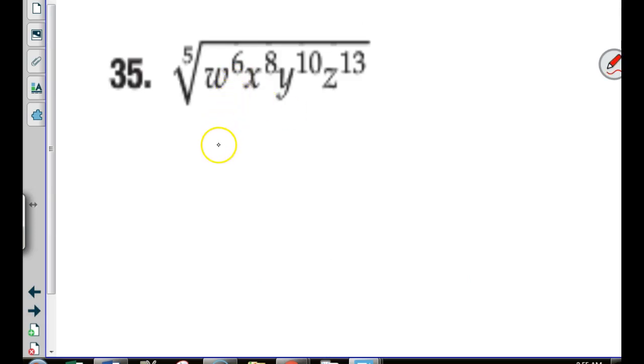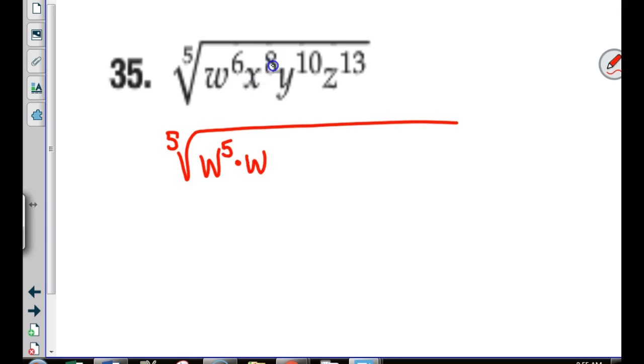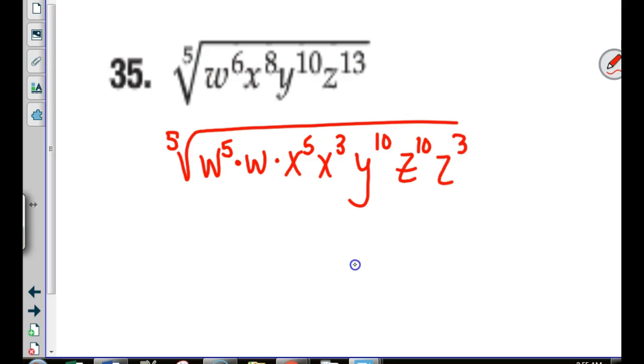So you want me to write it out separately like I did, or you want to just divide? Okay, so 5th root. So 5 of them we're gonna worry about, and then 1 is left over. What about an 8th? How many? So we're gonna have an x to the 5th with how many left over? Okay. Now y to the 10th divides evenly by 5, right? And what about the z? We're gonna have 10, because that'll go in there twice, and then we'll have 3 left over.